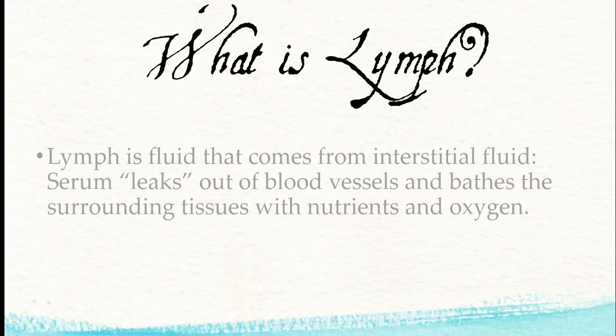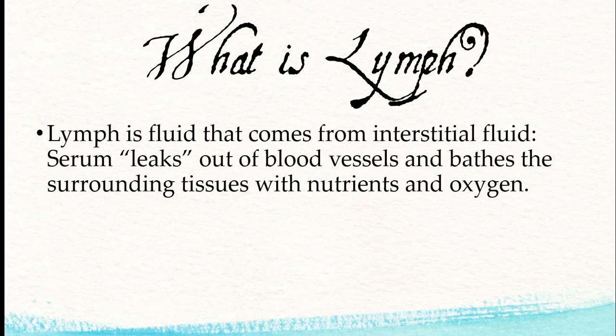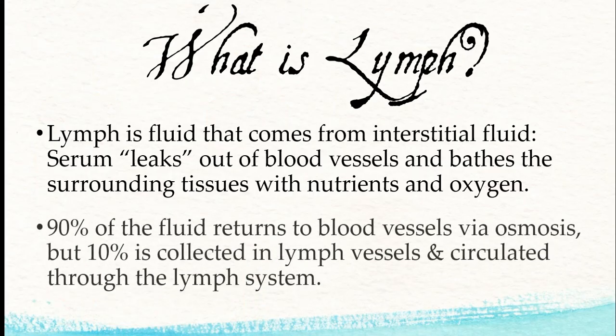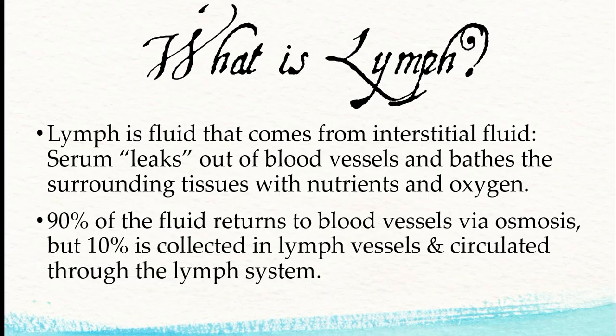All right, so what is lymph? That's our first question. It's a fluid that comes from the interstitial fluid, and this is the way I like to say it, the serum, which is the liquid portion of blood, right? It leaks out of the blood vessels and bathes the surrounding tissue with nutrients and oxygen. That's the job of the blood, is to deliver all that to the cells, correct? We learned that last time. Okay. Well, what happens is about 90% of that fluid does return back to the blood vessels, but 10% of it or so actually stays in those lymph vessels. And it gets, look at the word, circulated through the lymph system.